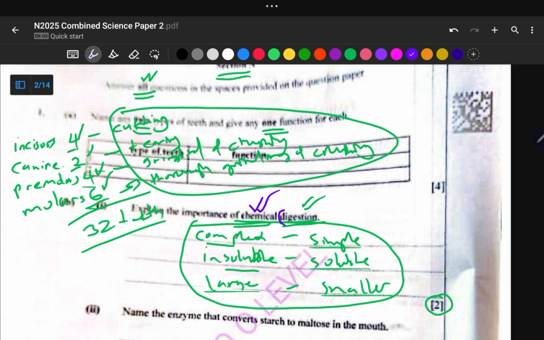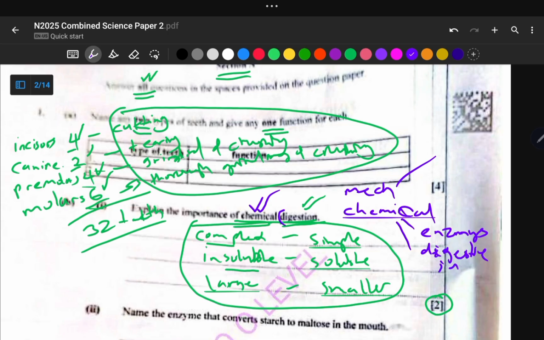So we have 2 types of digestion. We are going to have mechanical digestion, and then we are going to have chemical digestion, right? So mechanical is done in the mouth mainly by the chewing, by the teeth, right? This is mechanical digestion, the chewing of food. And then for chemical, we are going to have the use of enzymes and the use of digestive juices, right?